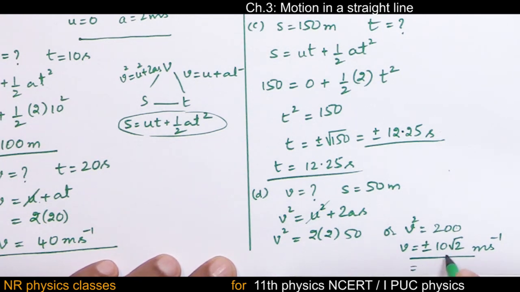You can also write this as root 2 is 1.41. 1.41 times 10 is 14.1 meter per second. This is v.